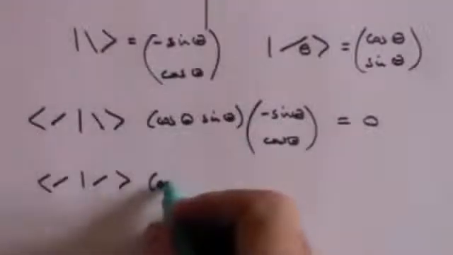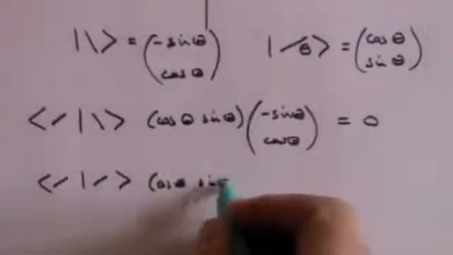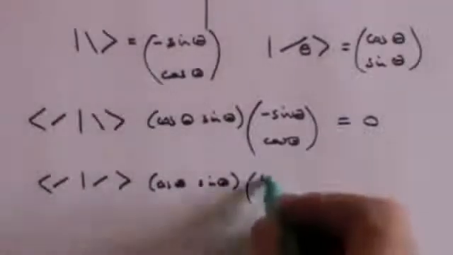We've got the cosine theta, sine theta, which of course, just to remind you, should be complex conjugated, but there is no complex term, so we don't need to worry. There's no imaginary term. And then we multiply that by cosine theta, sine theta, and we get cosine theta times cosine theta is cosine theta squared plus sine theta times sine theta, sine squared theta. Cos squared plus sine squared equals 1.